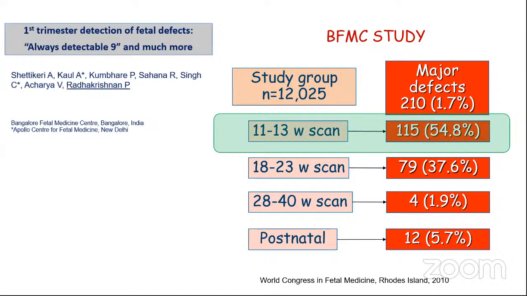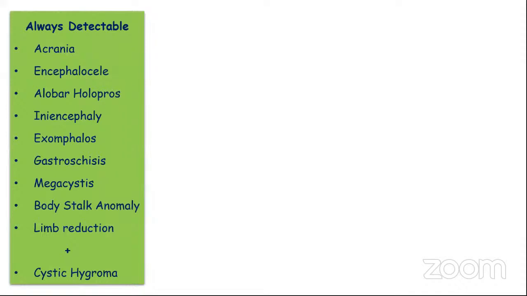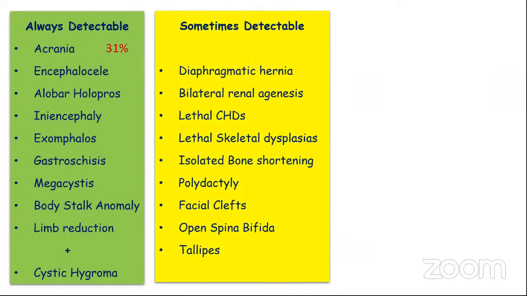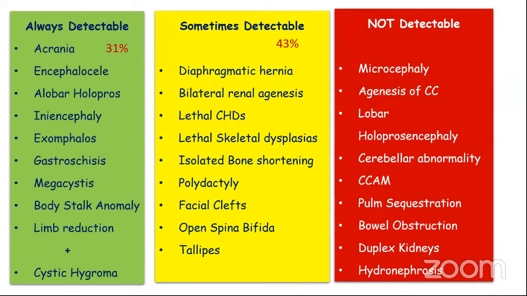In India, we conducted a similar study, and this data was published, and the study group was around 12,000. And the same conclusion was reached: the detection rate was around 55% in the first trimester. And grossly, all the anomalies were categorized into 3 groups: always detectable, sometimes detectable, and never detectable abnormalities. Now, in due course of time, many of the abnormalities in the sometimes detectable group have now shifted to the always detectable group, thanks to research and studies in the field of fetal medicine.